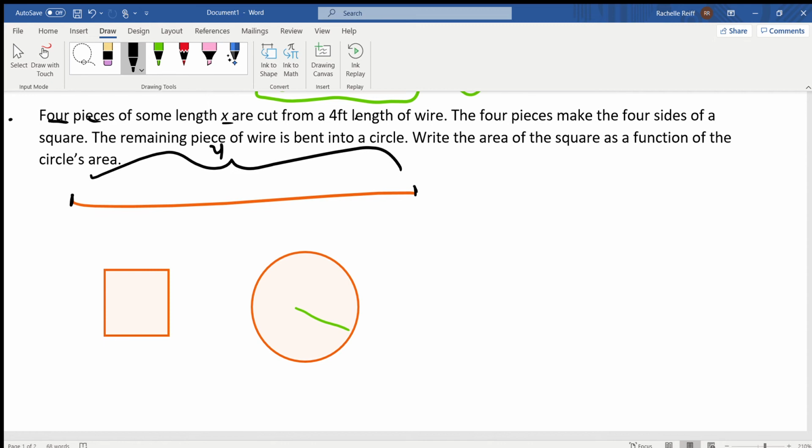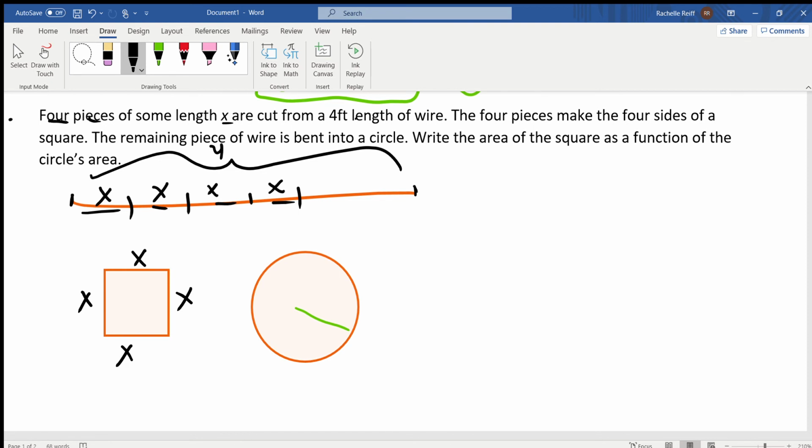But I don't know how long they are, right? So I'm just going to draw it like this. That's one of length x, another of length x, another of length x, and another of length x. Okay, cool. We dealt with that first sentence. The second sentence says the 4 pieces make the 4 sides of a square. Oh, so this all together will be a square.